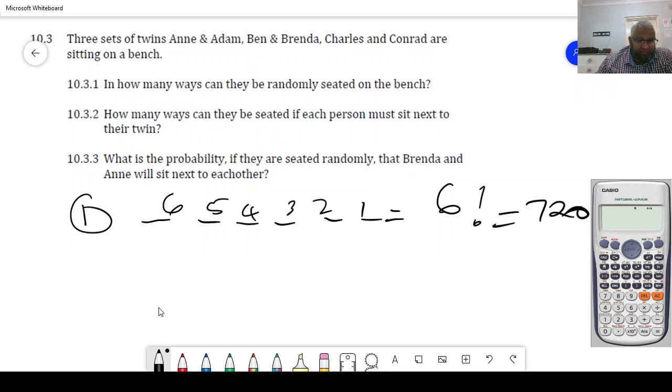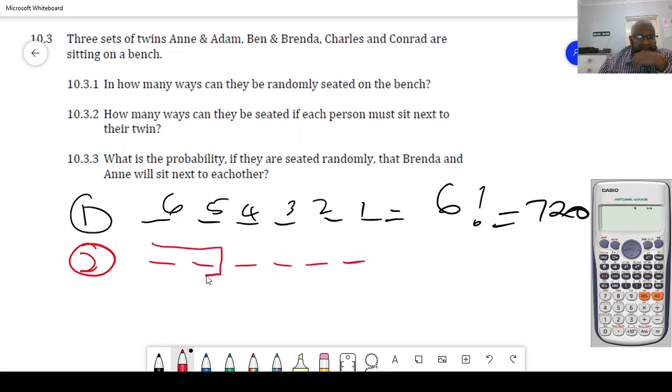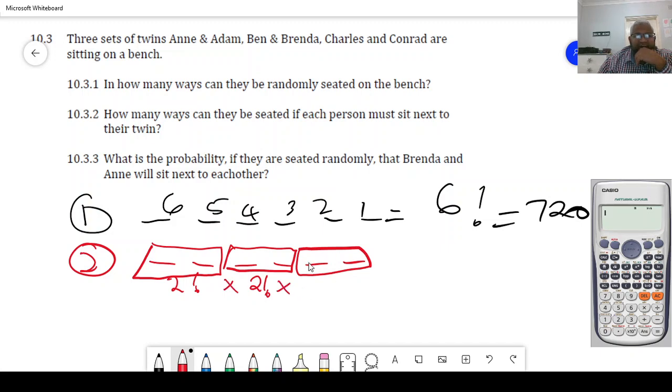720. In number 2, we are asked how many ways can they be seated if each person sits next to their twin. So Anne and Adam are sitting together, Brenda and Ben are sitting together, and Charles and Conrad are sitting together. So Anne and Adam can sit in 2 factorial ways. Anne can sit first, or Adam can sit first. Brenda and Ben can interchange there, and Charles and Conrad could also interchange.